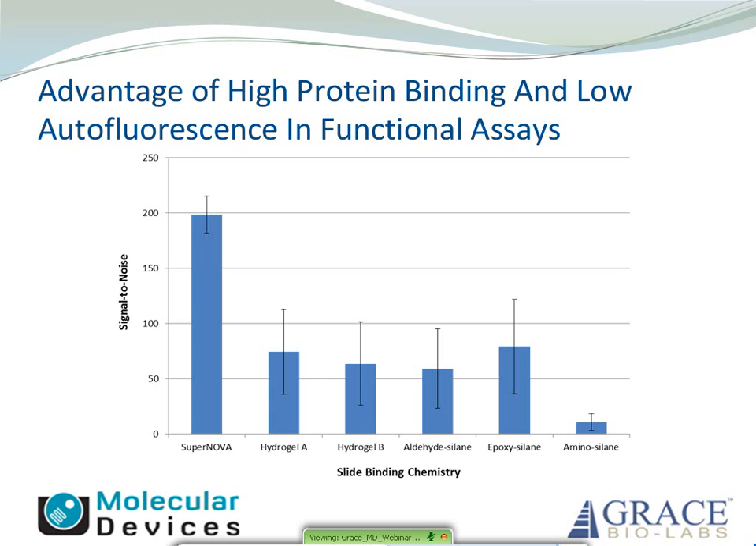Shown are signal-to-noise data obtained with Supernova porous nitrocellulose film slides compared to silane chemistries and 3 other 3D hydrogel surfaces. Data are shown as the average signal-to-noise for 6 different cytokines detected with specific anti-antigen antibodies on the different surfaces. Because of the surface properties of the Supernova porous film slide, it provides 3 to 10 times higher signal-to-noise compared to the other binding surfaces.